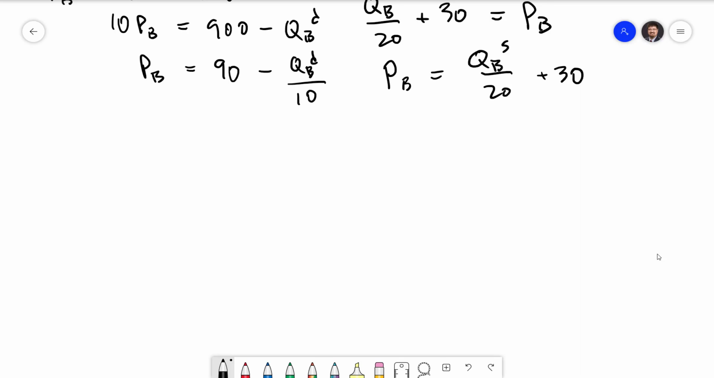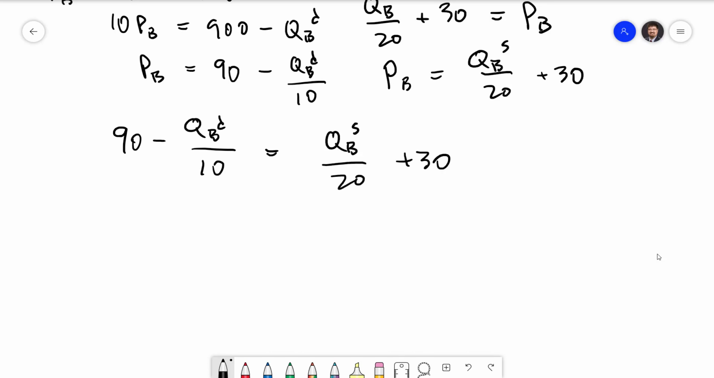Since both of these are equal to PB, we can set them equal to each other, so we can have 90 minus QBD over 10 equal QBS over 20 plus 30, and then solve for QB. Now to do this, we're going to have to add some fractions. So for a quick review, we can only add fractions when the denominators are the same.